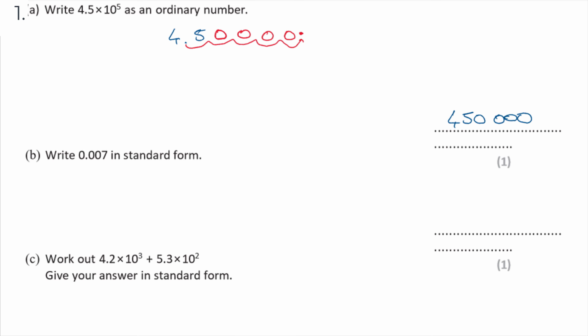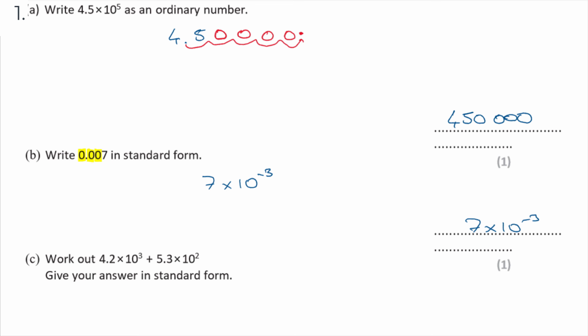Right, 0.007 in standard form. The way I do this, I just write 7 times 10 and then I count the number of zeros I can see. So I can see 1, 2, 3 there, so it's going to be 10 to the minus 3. Okay, so 7 times 10 to the minus 3.